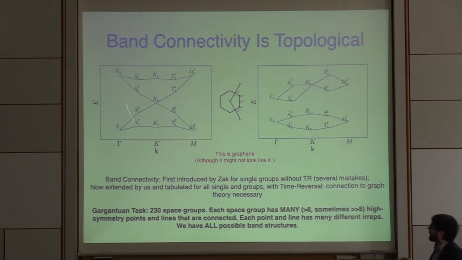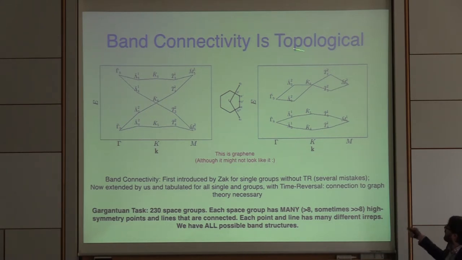In order to extend it to all the double groups with time reversal, you need this connection to graph theory to kind of make it automatic, basically just a matrix diagonalization. And it's a big task because you have 230 space groups, as I said, with or without time reversal, single or double groups. And each space group has a lot of high symmetry K points and high symmetry lines in the Brillouin zone. So you have to make sure you haven't missed any connections. You have to take the minimal set of paths so that you make sure you haven't missed any connection.